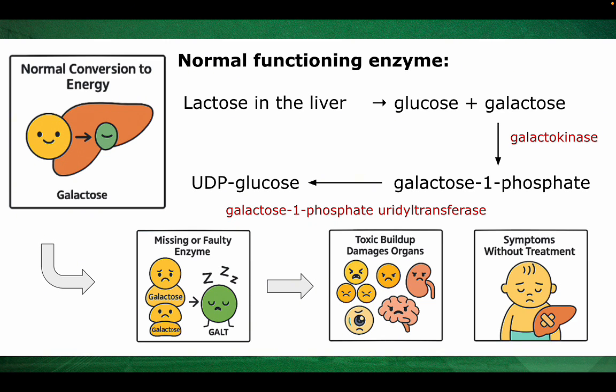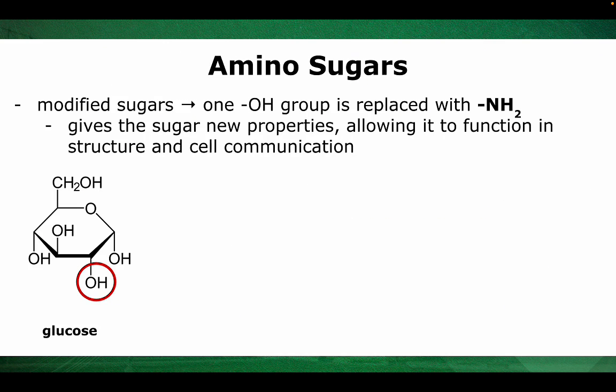This means galactose and its phosphorylated forms accumulate, being toxic. So this buildup is what damages organs and causes the symptoms of galactosemia. It really shows how even one broken step in metabolism can have serious consequences for health. So far, we've been talking about basic sugars, but sometimes sugars are chemically modified to do special jobs in the body. A good example would be the amino sugars.